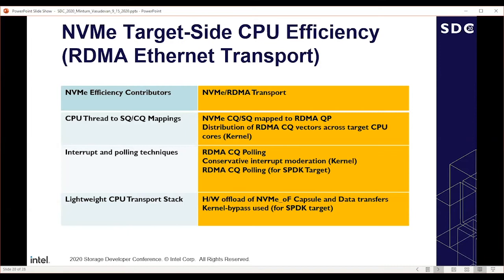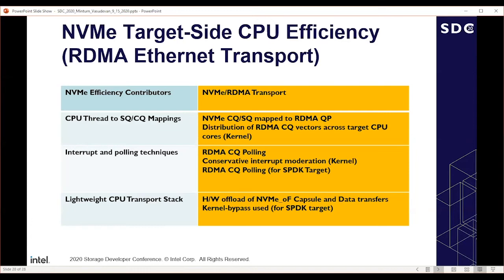In the case of RDMA, it actually uses a polling technique, and the interrupt moderation of the RDMA NICs is fairly conservative, in the sense that through the use of an event queue it does good moderation. For the case of SPDK, it doesn't use interrupts. So what you see is those CQs are polled. The CQs are grouped into groups, and each of the CPU threads would poll that group, such that it avoids the overhead of having interrupts.